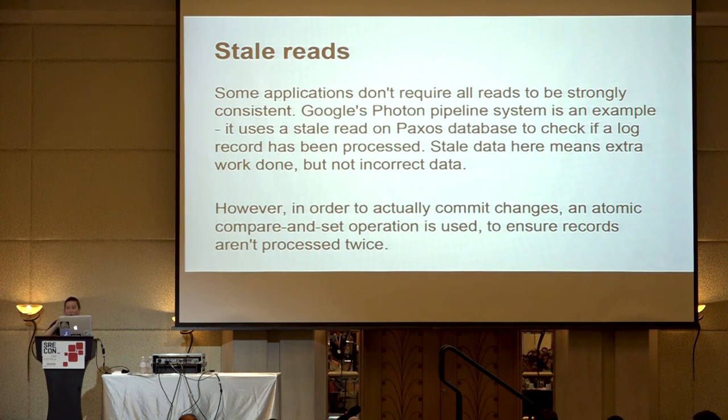So there are distributed consensus systems that do not require all the reads to be strong reads. And by this, I mean it's okay to sometimes read stale data that's not fully up to date. I've talked already about the Photon system, and it is an example of a system that does this. The reason is that stale data will cause that system to do some more work, so it'll repeat work that it's already done.